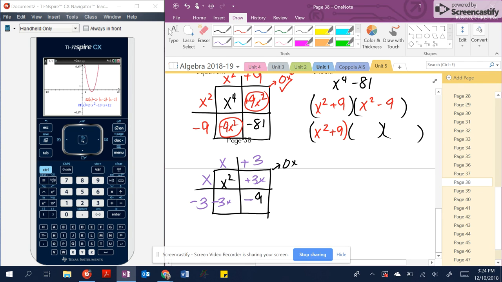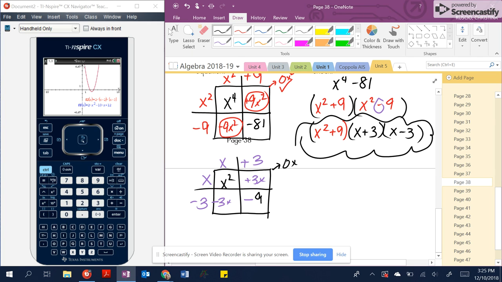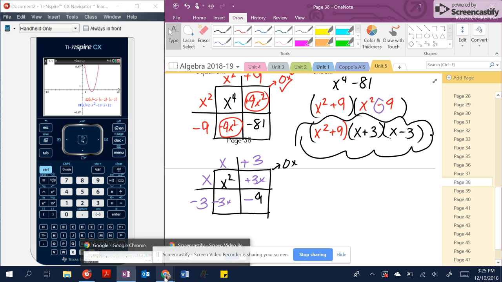-3 times +3 is -9, what I was looking for over here. So I was able to do a 2-for-1 deal, which I like. So x plus 3 and x minus 3. We know we're done because there aren't any other x squared terms available to us.